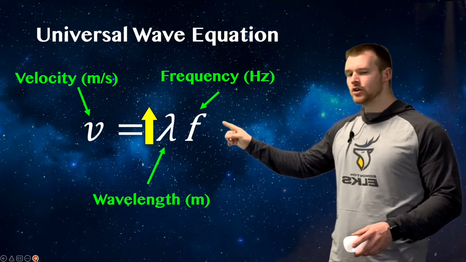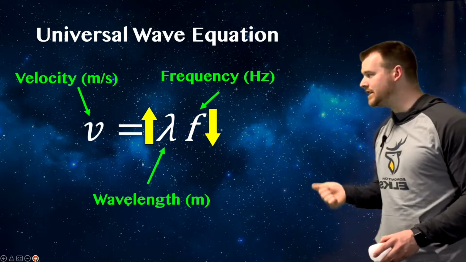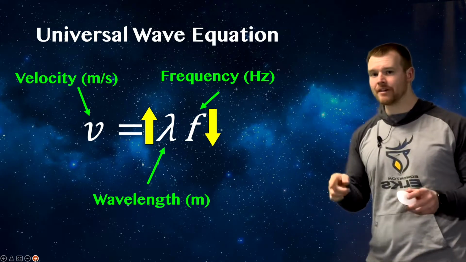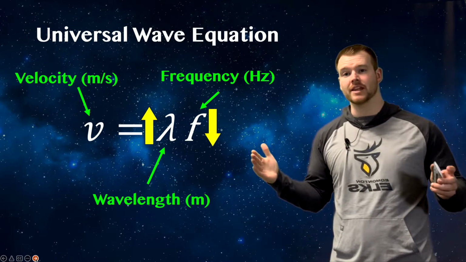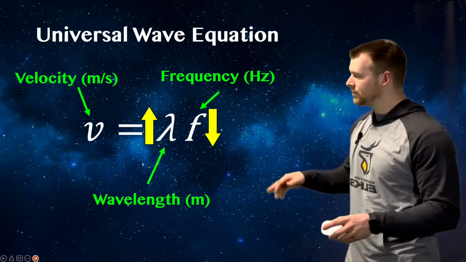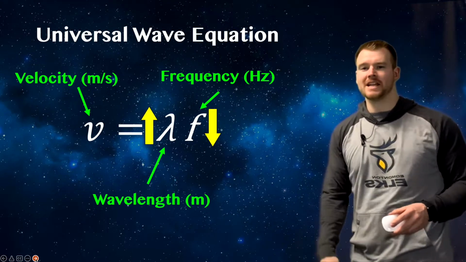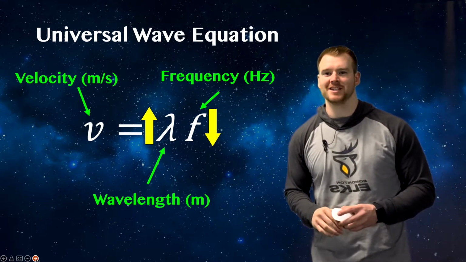So then if we increase the wavelength, make it a longer wave, we are going to decrease the frequency, and vice versa. If we make the wavelength shorter, the frequency would then be higher. So to keep velocity the same, if one of these goes up, the other one must go down. That's an important relationship to know.